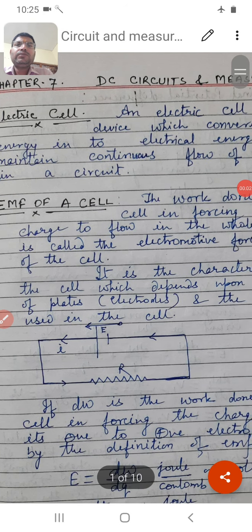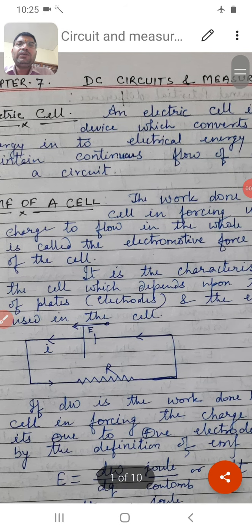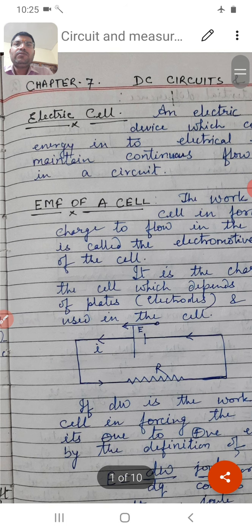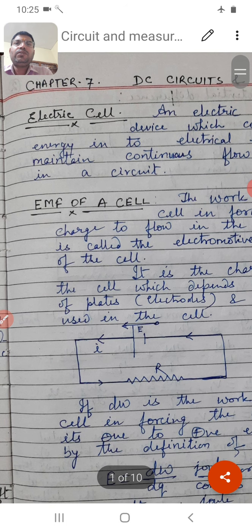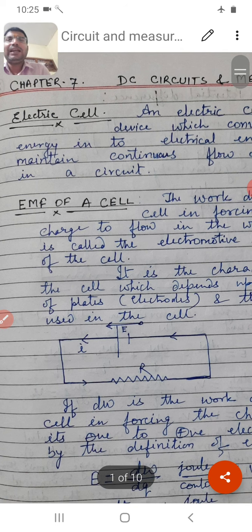Hello students, today we are going to discuss DC circuit and measurement. In this chapter, first of all we will start with electric cell. What is electric cell?